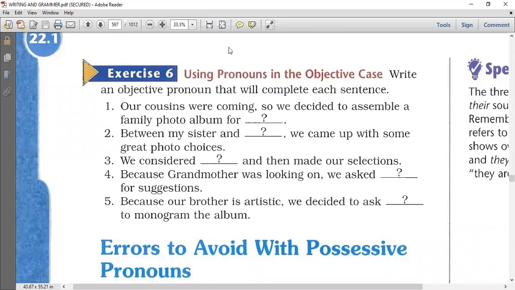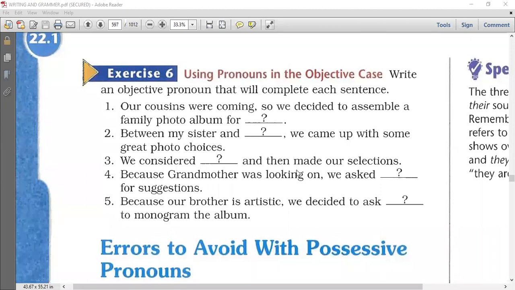Okay, Kiara? For you? Read it again. Our cousins were coming, so we decided to assemble a family photo album for... For us, or Ryan? Them. For them is better. We can say for us if we mean our cousins and we.